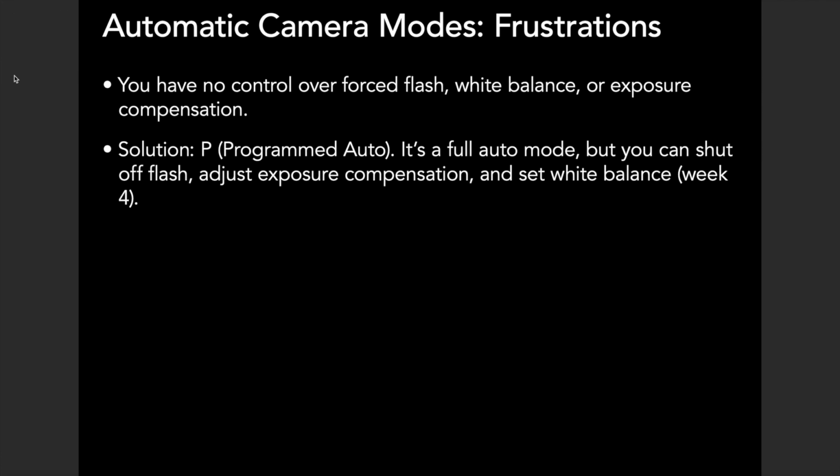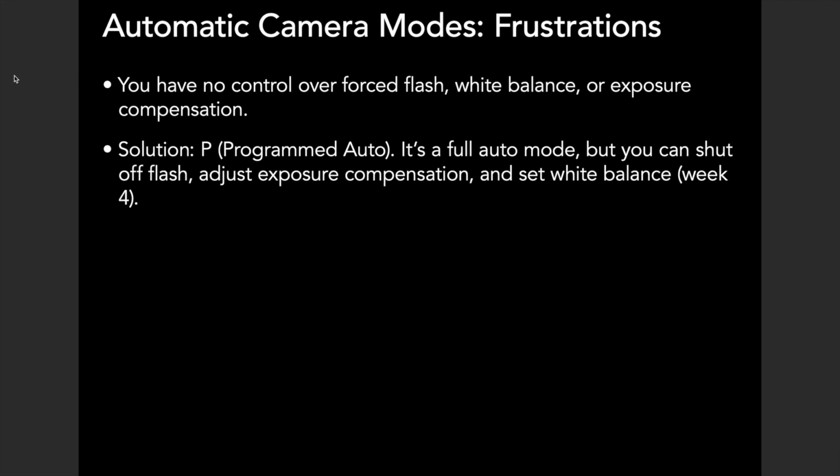So one of the frustrations of these automatic camera modes is the camera does take control. You're telling the camera the certain situation, but it takes control. So you have no control over forced flash. If the camera decides it needs to flash, it's going to flash. And that can be really frustrating. You also have no control over white balance or, in your DSLR, that exposure compensation that I was telling you about. You can't adjust that in the automatic camera modes.